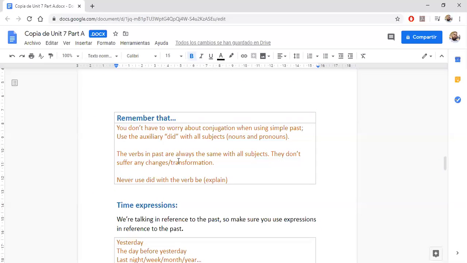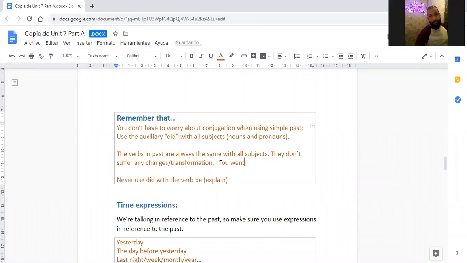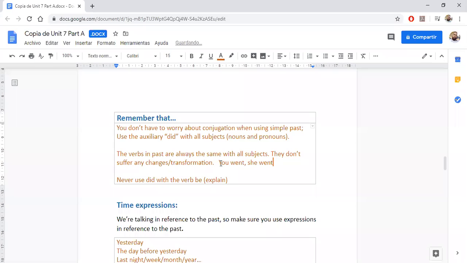The verbs in past are always the same with all the subjects. They don't suffer any changes or transformation, okay? So you can say, you went, and you can say she went, and you can say they went. There's no transformation, even with third person. It's the same for everybody. The same with the auxiliary did.